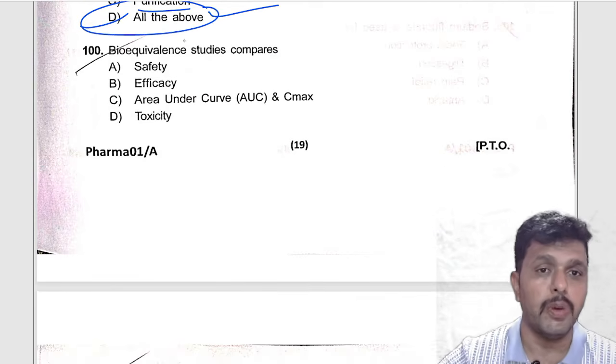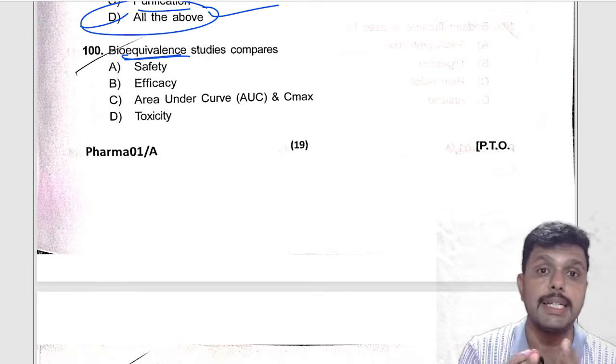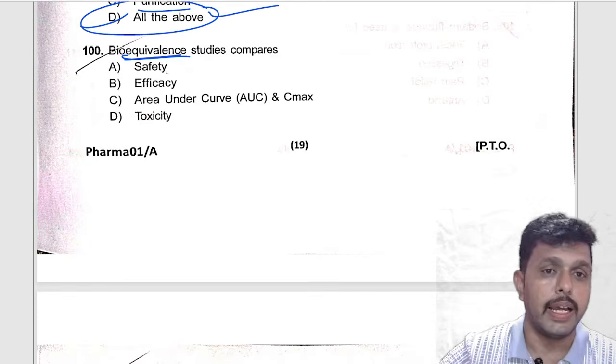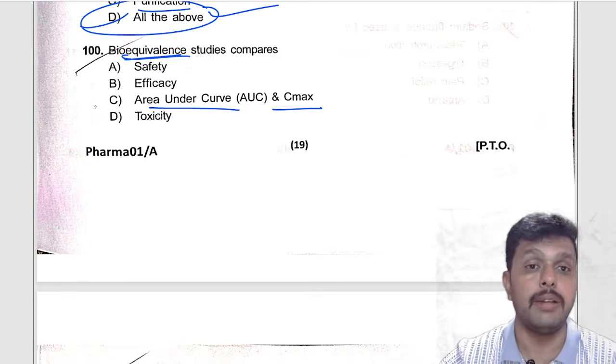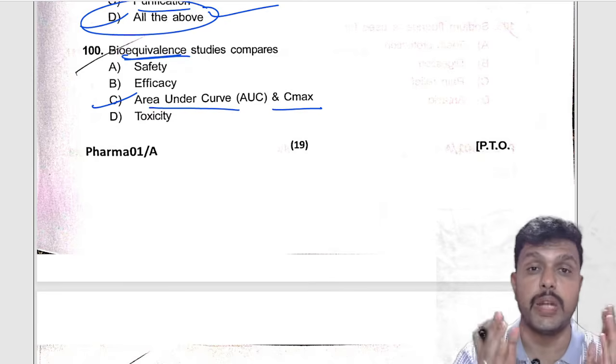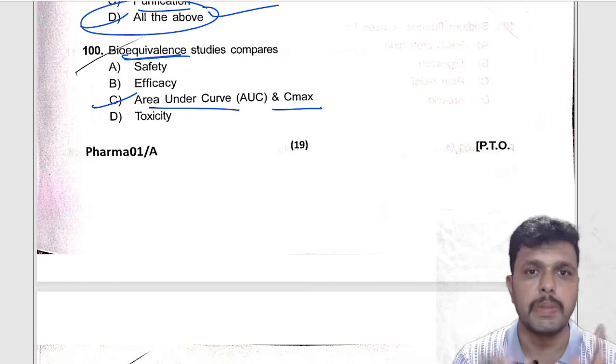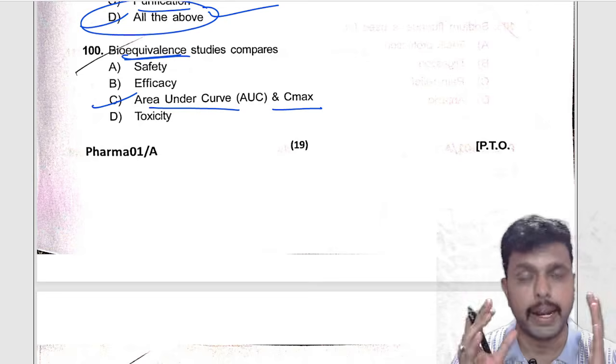Next, bioequivalence studies. Bioequivalence study is mainly used to compare AUC, area under the curve, and peak plasma concentration, that is known as Cmax. So bioequivalence is mainly used to compare area under the curve and Cmax.